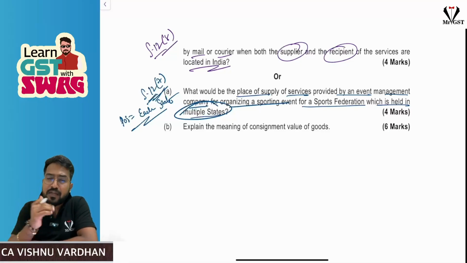But if the terms of the contract did not mention on what basis the value should be apportioned, then you should follow rule 5. Rule 5 says follow generally accepted accounting principles. So it is a theory-based question, you can just check the answer and read it.